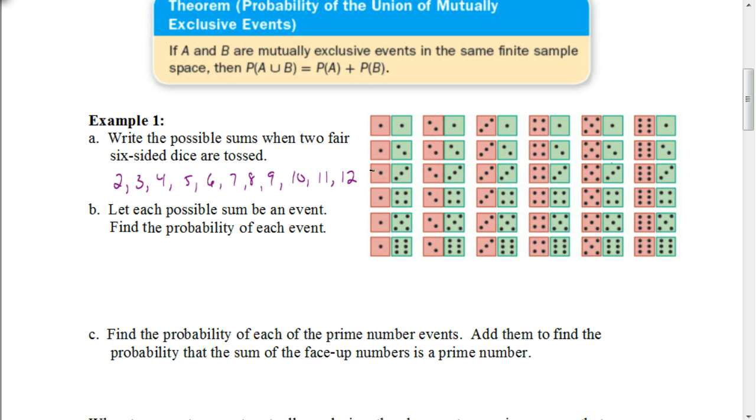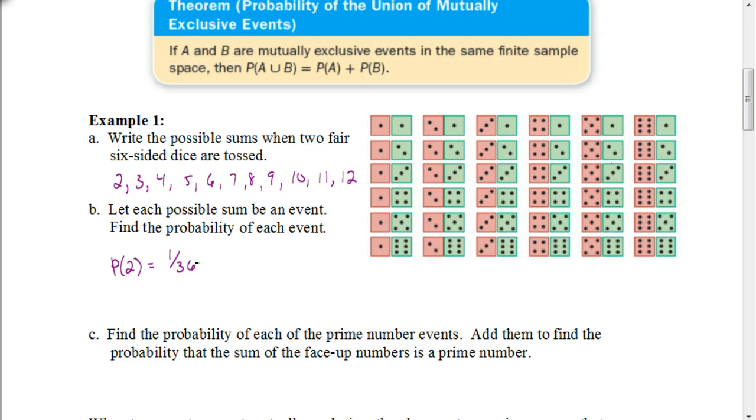Now, part B says that each possible sum is an event. Find the probability of each event. Now, I'm not going to take the time to find the probability of getting a 2, 3, and so on. I'm not going to do all of these. We'll just do some of them. Let's say we want to find the probability of getting a sum of 2. That only happens one time out of all these 36 possibilities. It would be 1 out of 36.